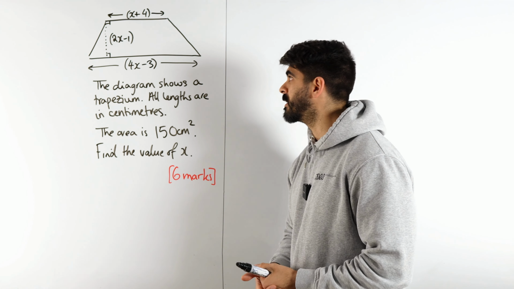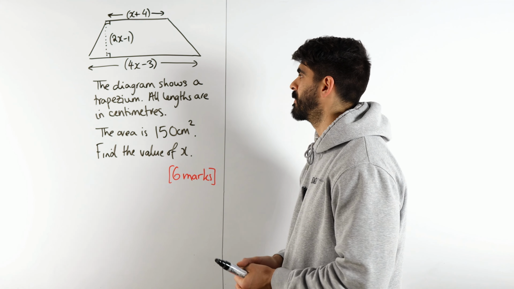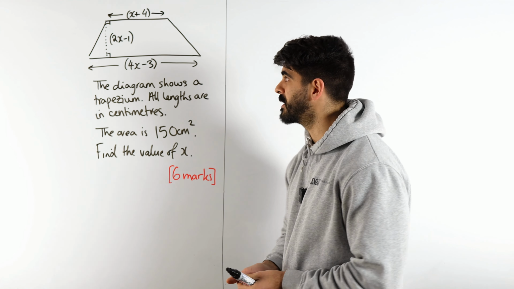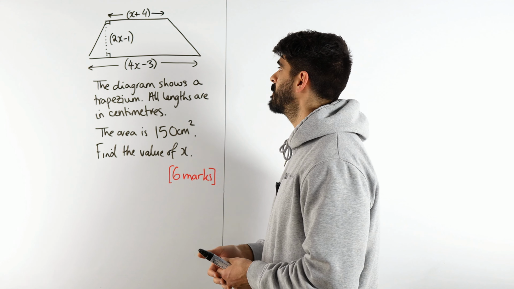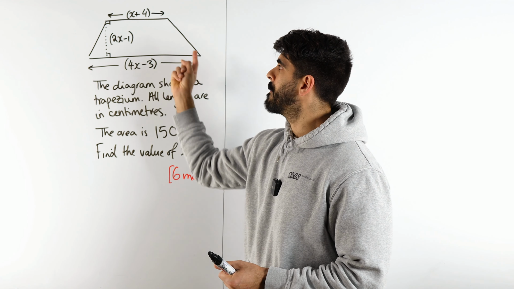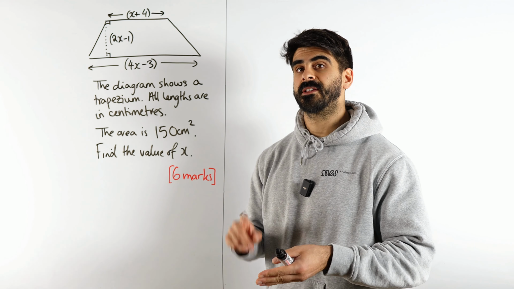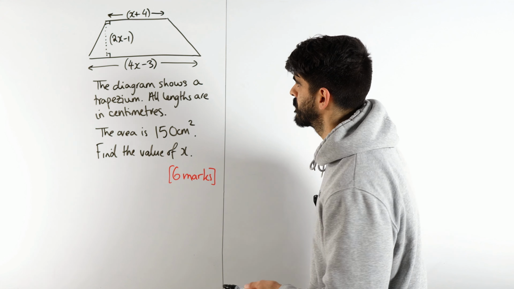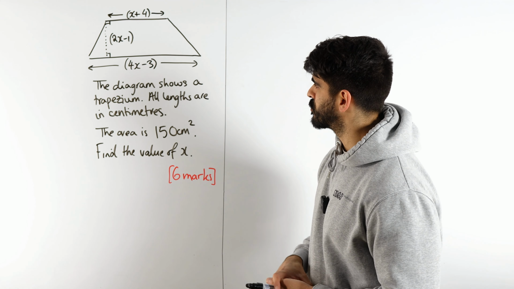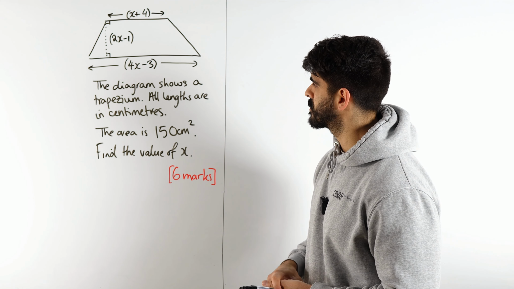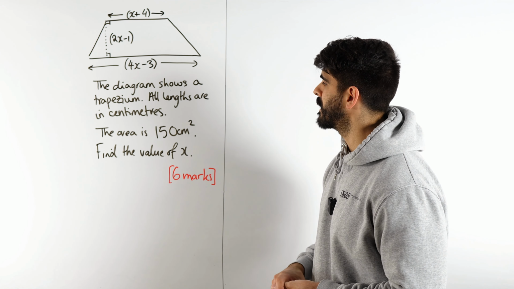So here we've got another shape. In this case, it's a trapezium. What's special about a trapezium? A trapezium is a four-sided shape where there is one pair of parallel sides. Remember, a parallelogram has two pairs of parallel sides. So the diagram shows a trapezium. All the lengths are in centimeters. The area is 150. Find the value of x.